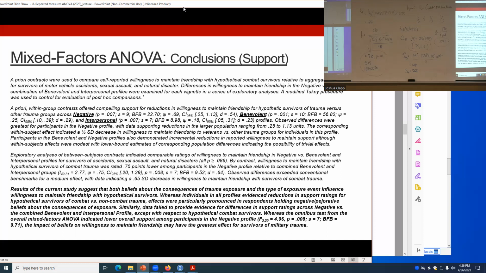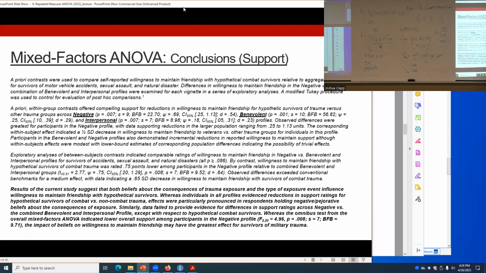Again, the impact of beliefs on willingness to maintain friendship may have the greatest effect for survivors of military trauma. So we're pulling this together to say, okay, it looks like things are different, but where they tend to be different is this hypothetical combat group, right? And so our general beliefs about trauma and its impact mostly affect this one specific type of event.